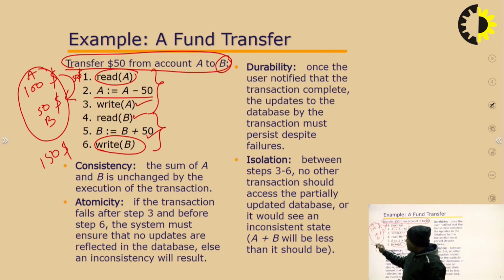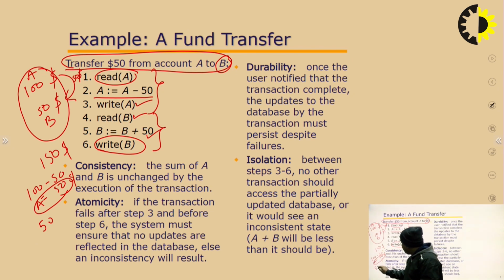Okay, because if this happens successfully, let's see in steps. First of all, from 100, the $50 will be deducted and the balance remaining in A's account will be $50. Okay, now this will be written in the database for A's account. Then what will happen to B? B is $50. Adding the $50 will generate the value $100. Okay, and this $100 will be written to the database. So now B is 100.